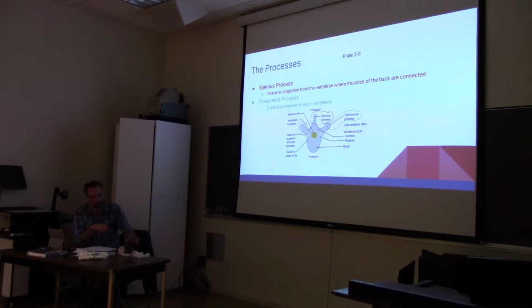Okay, good. So the processes, you have to know these parts of the vertebrae. And this is in the book, okay? The spinous process is the posterior projection from the vertebrae where the muscles in the back are connected, which is right here. Notice how I wrote it in red and circled it in red. Tommy, I'm answering your question. So this one's in red and this is where it is, right? Because it's circled in red. Okay, so that's something you have to know. Great, okay, good. Transverse process, 2 lateral processes on each vertebra. They're these ones right here.